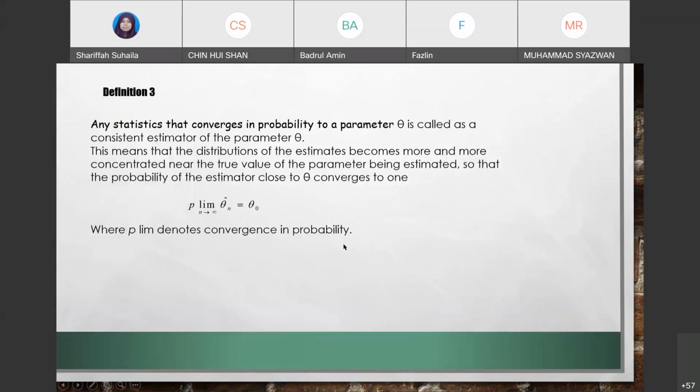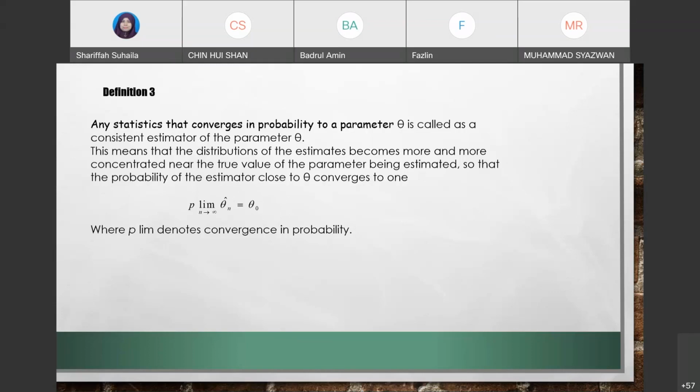So the last part, the third definition, is actually consistency. Any statistic that converges in probability to a parameter theta is called a consistent estimator of the parameter theta. This means that the distribution of the estimates becomes more and more concentrated near the true value of the parameter being estimated, so that the probability of the estimator being close to theta converges to 1. This is the limiting probability, which denotes the convergence.